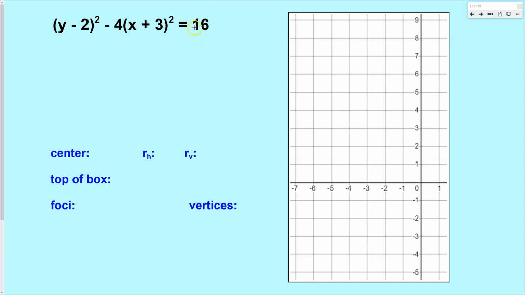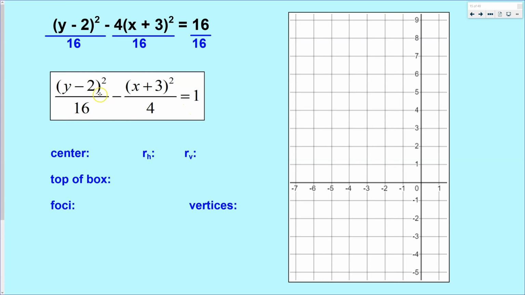And you'll notice that we have a 16 over here, not a 1. So what I'm going to do is divide every term by 16 to create a 1 on the right-hand side. And remember, that's really all we care about. But you'll notice that creates a 1 over 16 fraction and a 4 over 16 fraction, which we can turn over to 1 over 4. You'll notice that the y term is positive and the x term is negative.